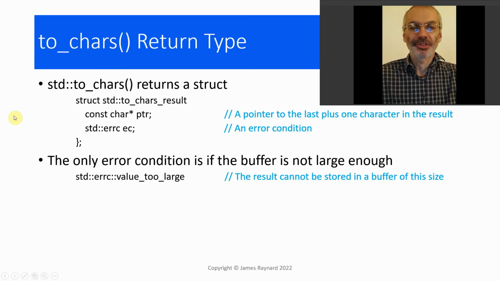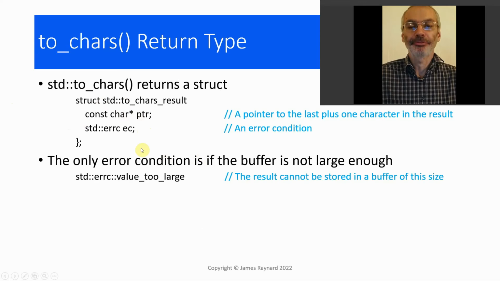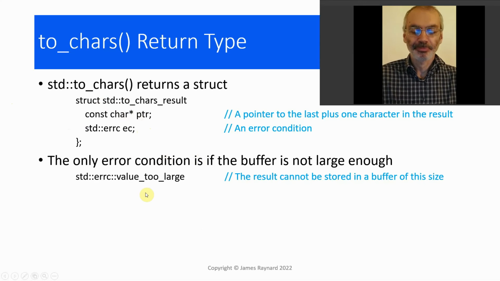The return value is the same. It has a different name, but it's basically the same. We have this pointer to the last +1 element in the result, and we have an error condition. This time there's only one possible error condition, which is if the buffer is too small for the result, and the error condition is value too large.